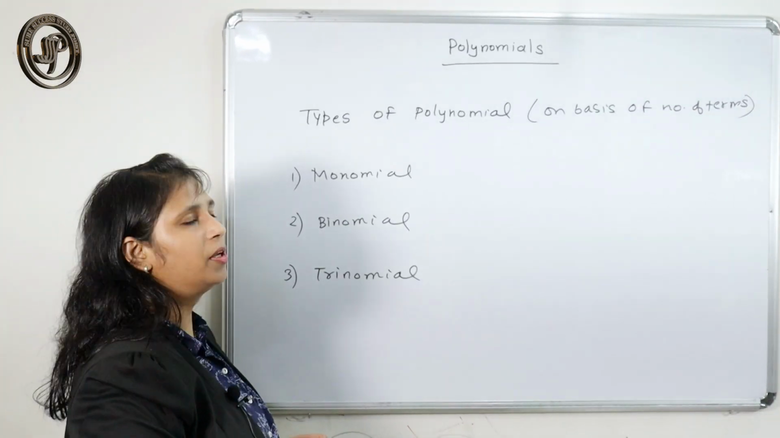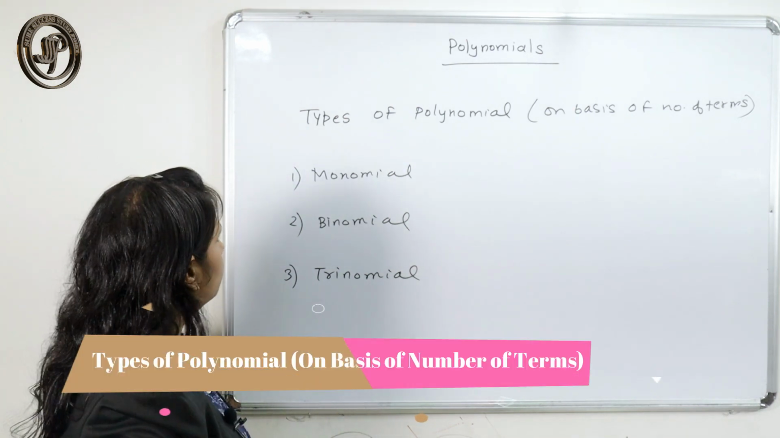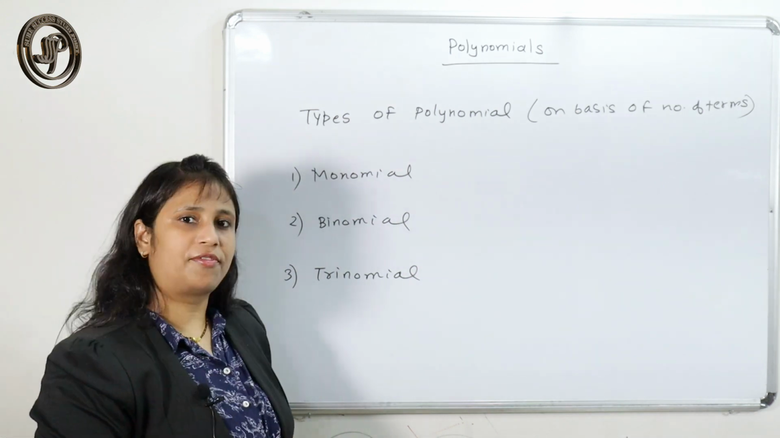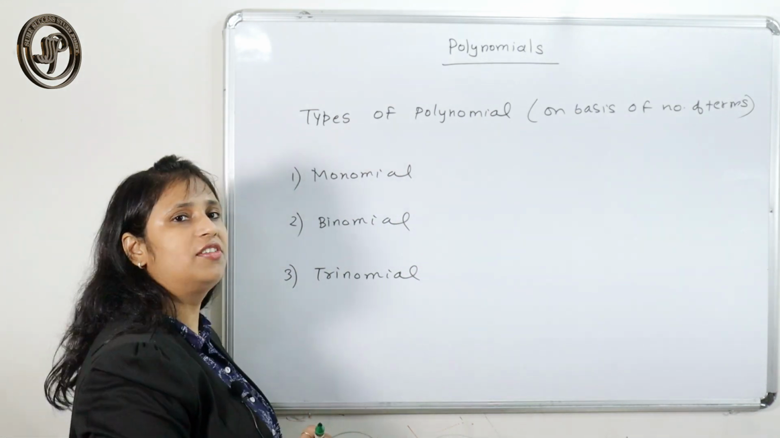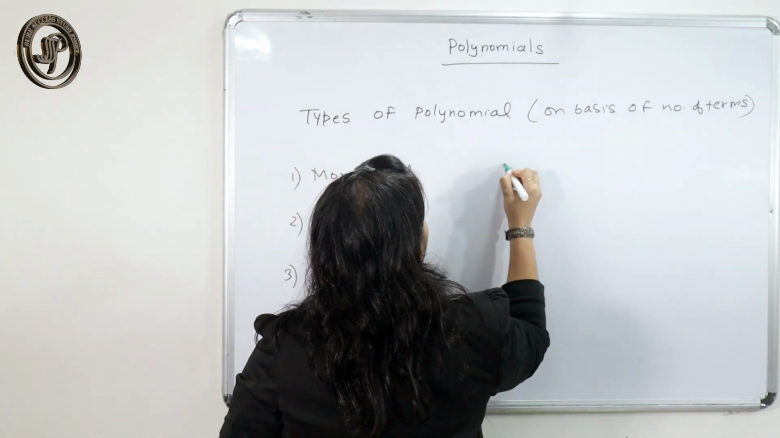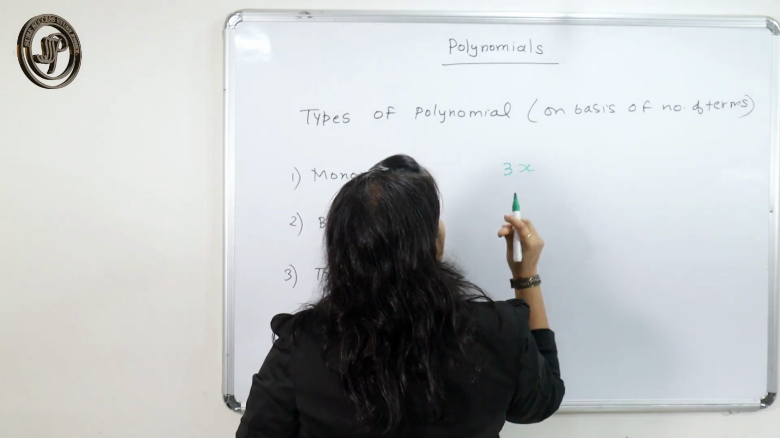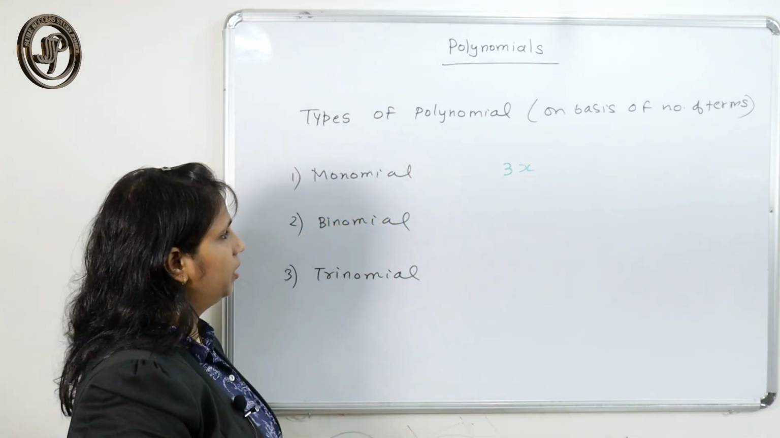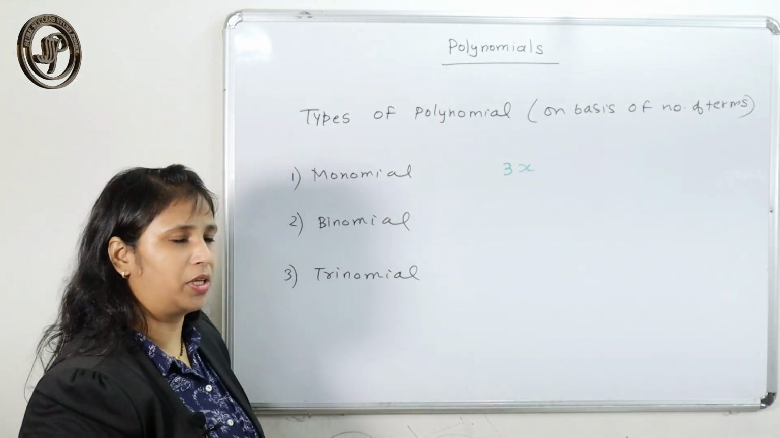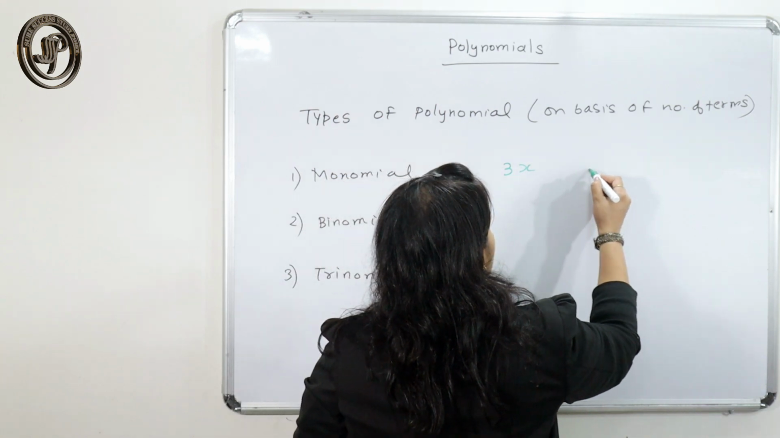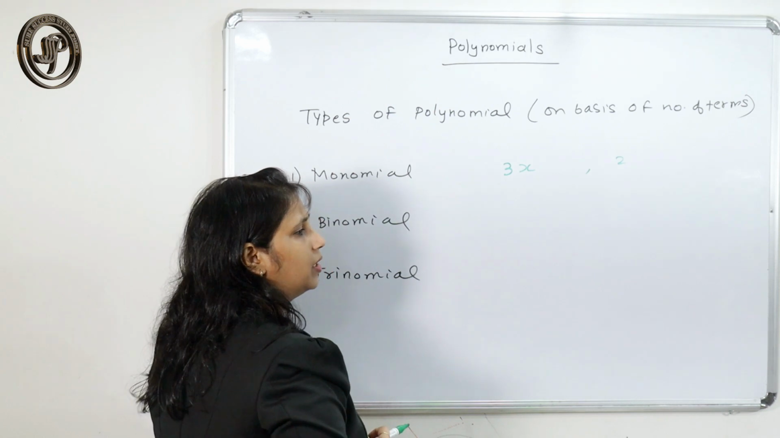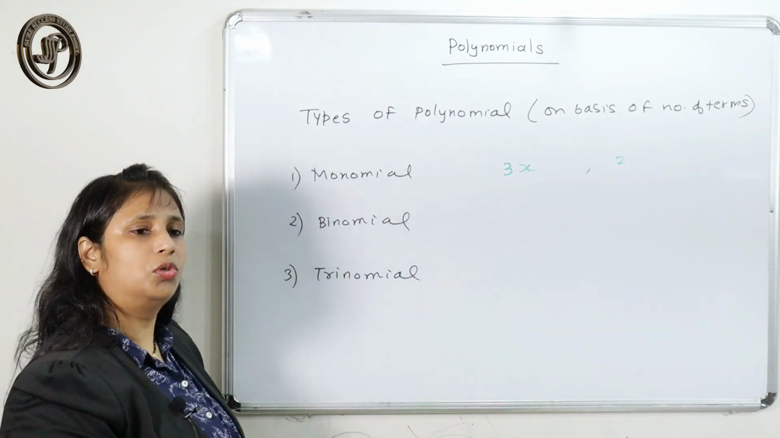Types of polynomial on the basis of number of terms. On the basis of number of terms, a polynomial can be classified into monomial, binomial and trinomial. If the polynomial has only one term, suppose this is 3x only, then it is called a monomial. If I just write 2 only, that is the constant polynomial, but it has only one term, so it is called a monomial.